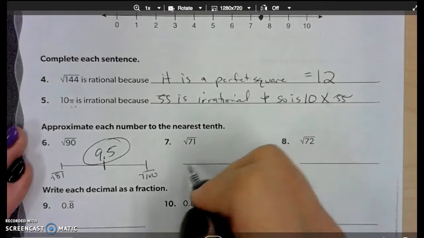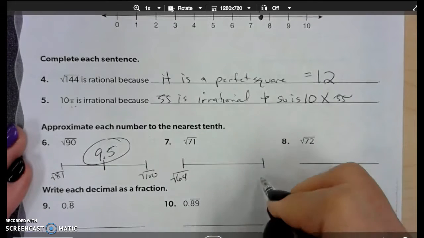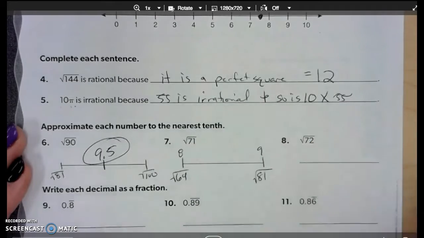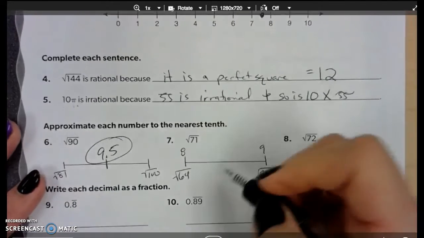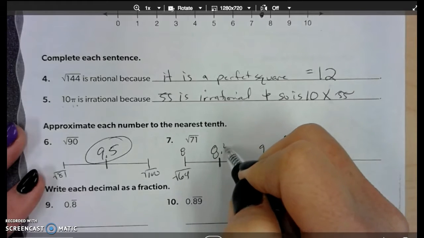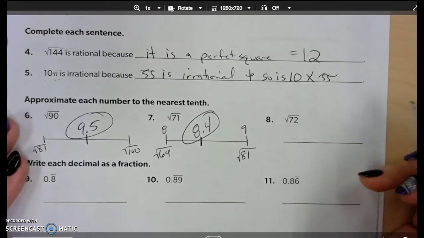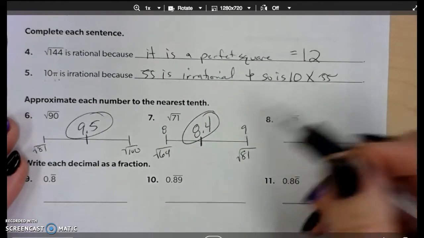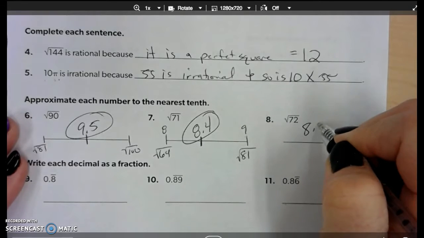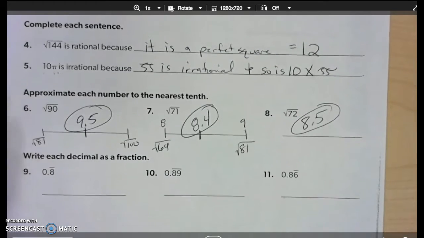Square root of 71 is between the square root of 64 and the square root of 81, which puts it between 8 and 9. Again, it is very close to in between, maybe a little closer to 64, so I would go with 8.4. Square root of 72 is really close to square root of 71, so maybe I would call it 8.5 or 8.4. It's still going to be very close.